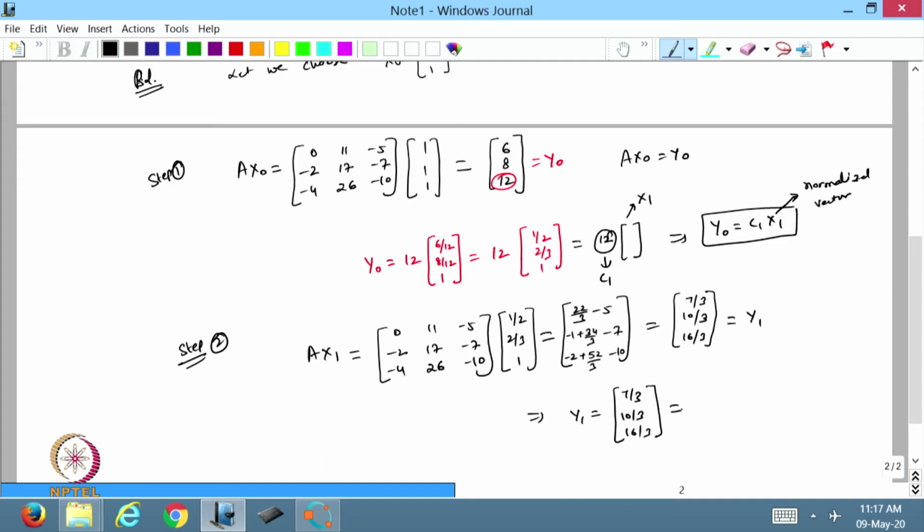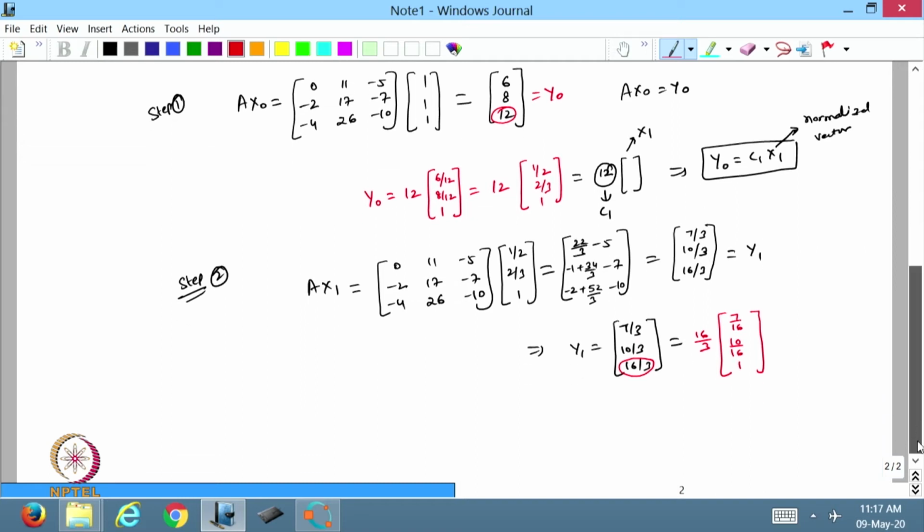So, now I find the component which is the largest in magnitude. So, largest component is this one because 16, 10 and 7 all are divided by 3. So, this is the largest component. So, I will take this largest component out. So, this will be 16 by 3 and I will get 7 by 16 inside because I am dividing by this one. So, 3 will cancel out. I will get 10 by 16 and this is 1. So, from here you can see that this becomes my C2 x2.